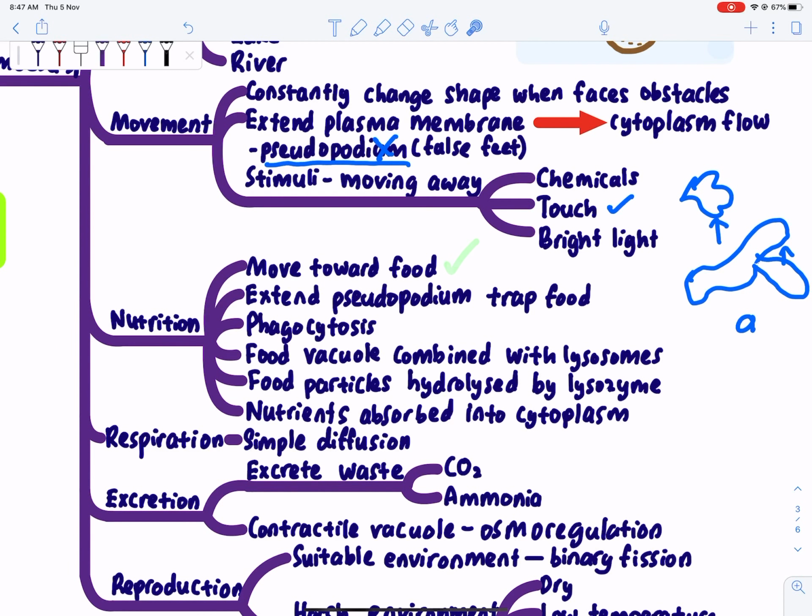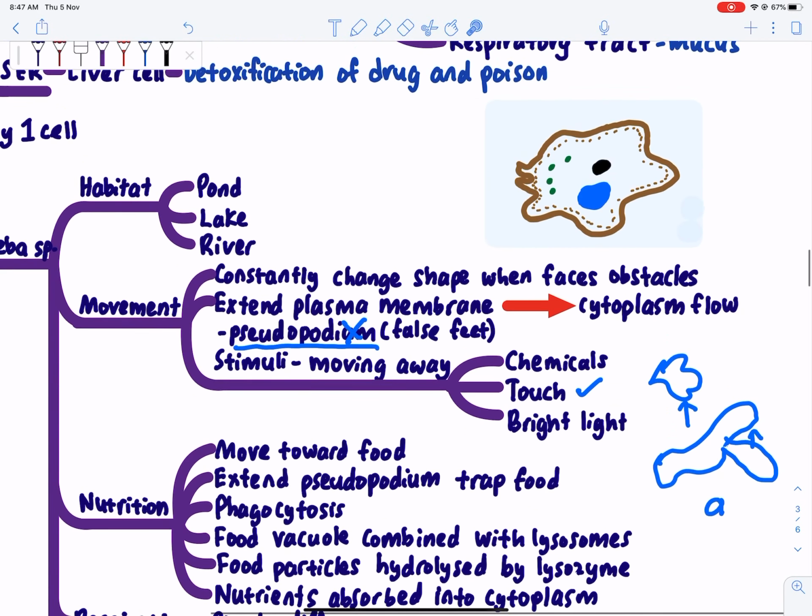Move towards the food, extend the pseudopodium, and then they will trap the food. For example, here we have the food. The plasma membrane will extend itself, forming the pseudopodium or pseudopodia, because more than one pseudopodium we call pseudopodia. This is English. You need to make sure that you know the difference between pseudopodium and pseudopodia. They are forming the pseudopodia, and then they will engulf this food, so that the food enters the cytoplasm.